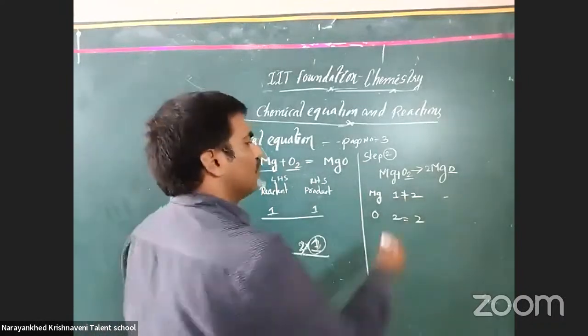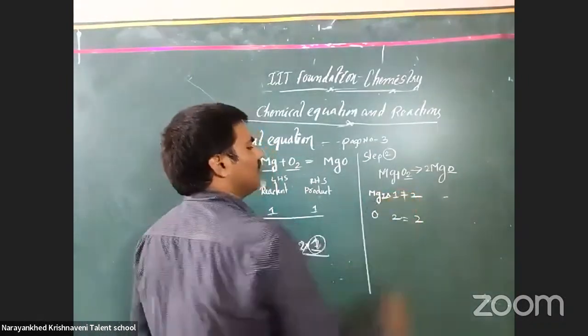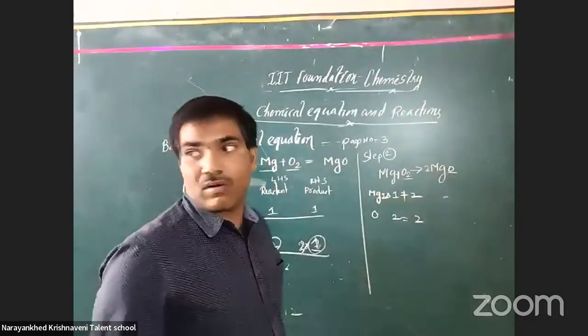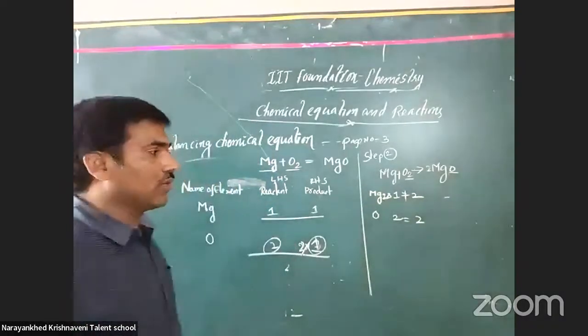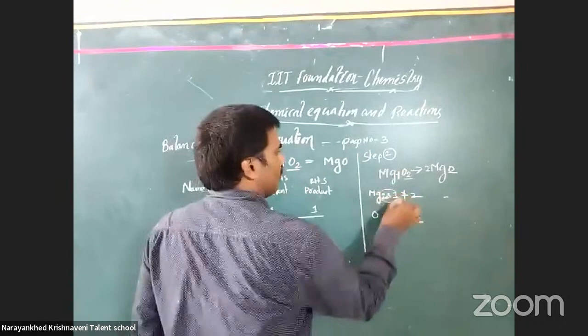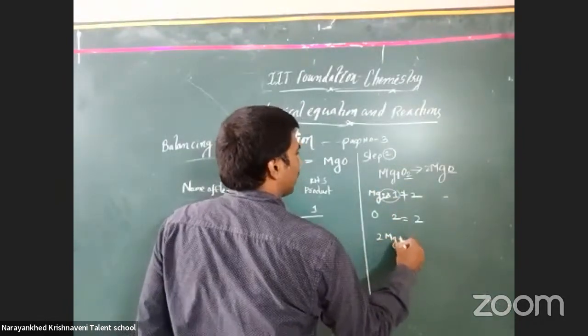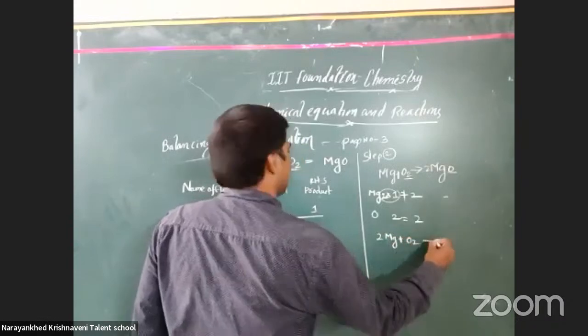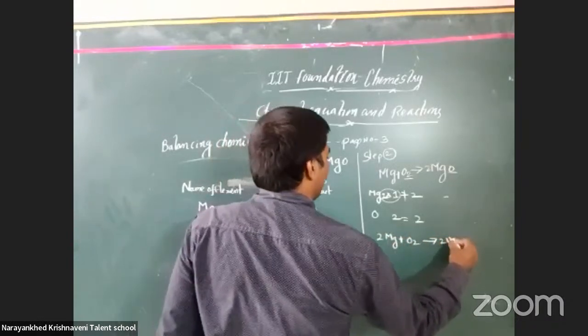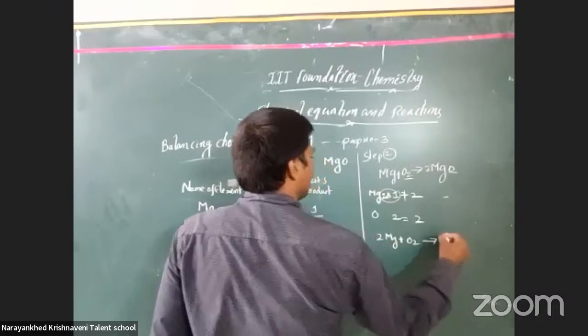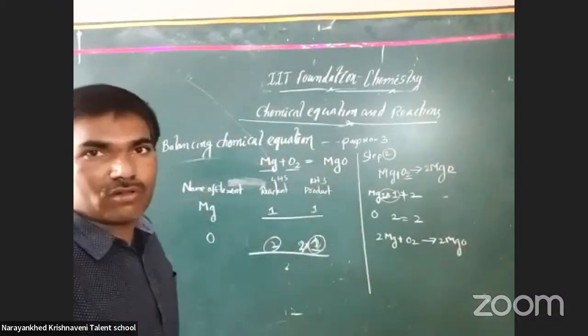That's why again you multiply here with 2. Clear or not? You multiply here with 2, so 2 into 1 becomes 2 Mg. So the equation is 2 Mg plus O2 gives 2 MgO. Understand or not?